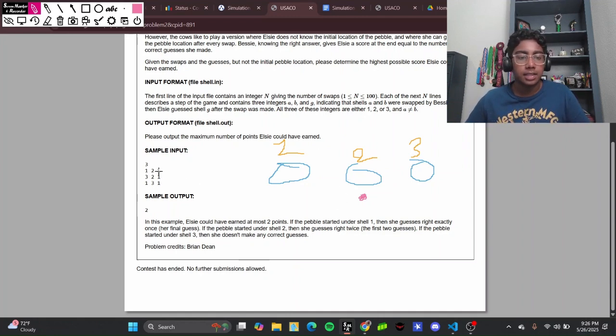Now in the next step we see that 3 and 2 swap. Since shell 2 has the pebble, it goes to shell 3 now. Elsie once again guesses that the pebble is under shell 1, which is again not true, so no points there. And then finally we see shells 1 and 3 are swapped. So now the pebble that was under shell 3 goes under shell 1.